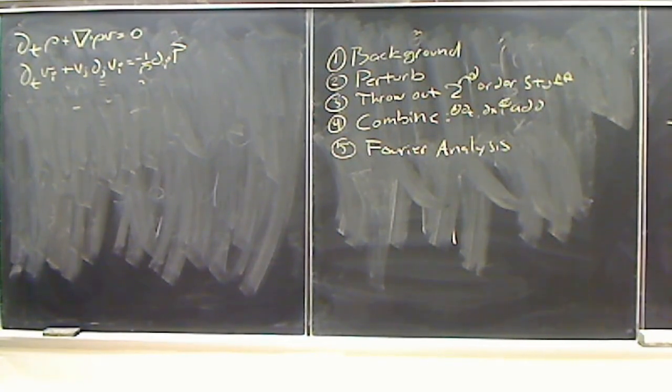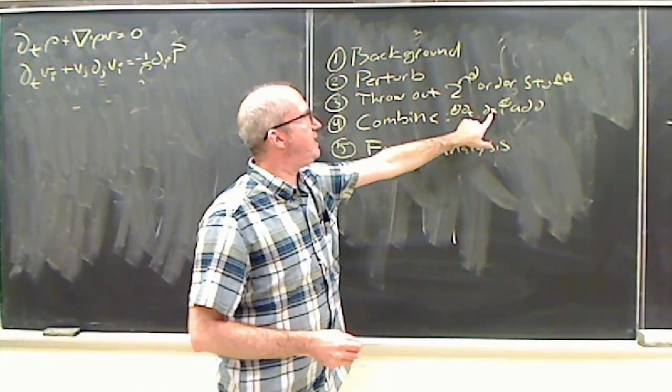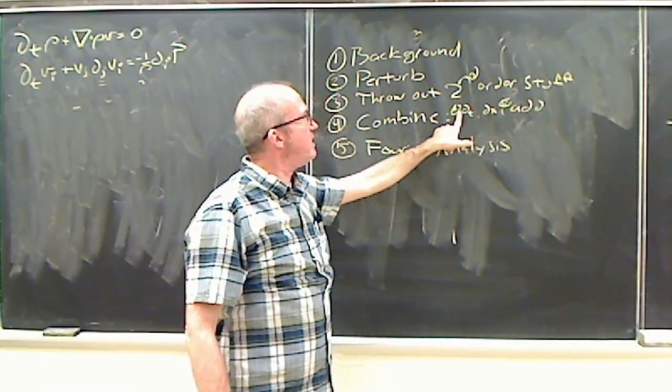Can you repeat what is written on 4? 4 is combine. So we're going to take dt and dx of the equations, then we're going to add them together. What's that bit up there? This is an A and this is a B.